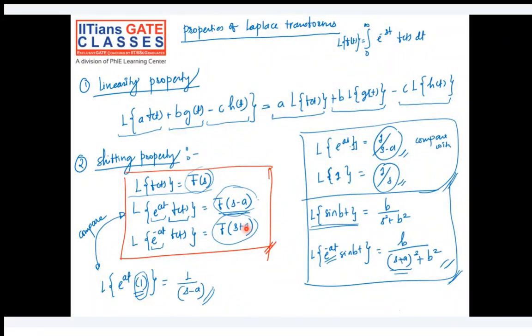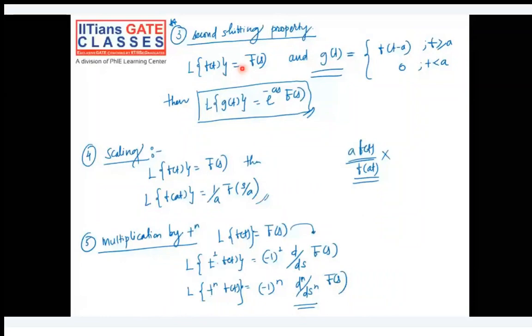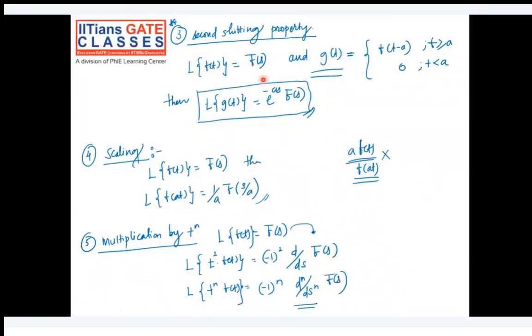That is the second shifting property. This is not that important, but still we'll study it. Or I'll repeat this property when we come to those questions, because it is a little different from what we have been studying. The Laplace transform of f of t is f bar of s, we know. I'm again repeating the same thing so that you can correlate with the property.